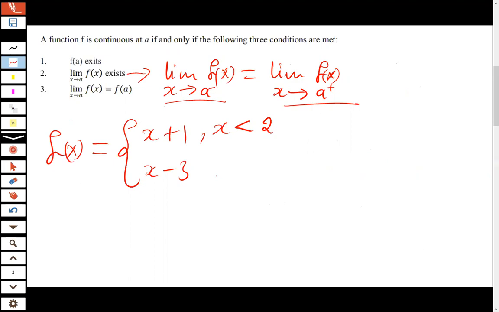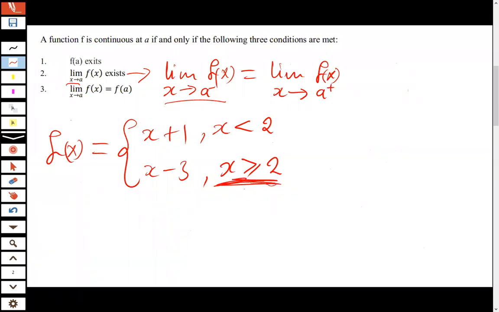And then the second part only applies to values of x that are greater than or equal to 2. So the first thing that you need to do, if you have been given such a function and they ask you to determine whether the limit of f of x exists, is to first find the left side. When we say the left side of 2, we are talking about numbers that are less than 2, and when we talk about the right side of 2, we are talking about the x values that are greater than or equal to 2.